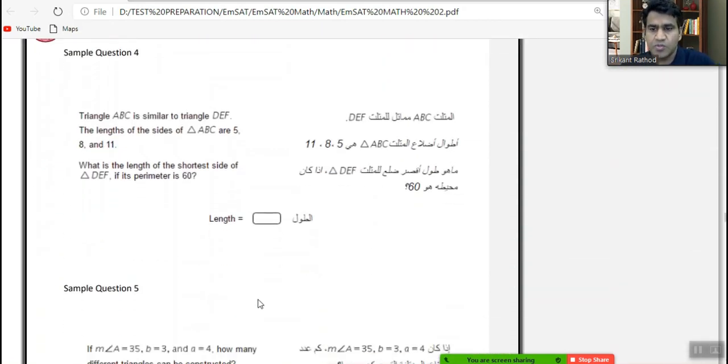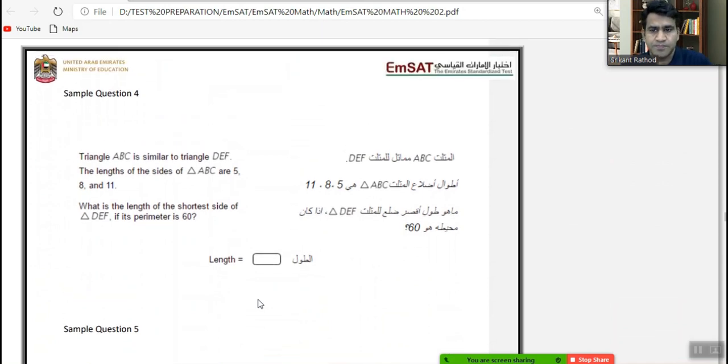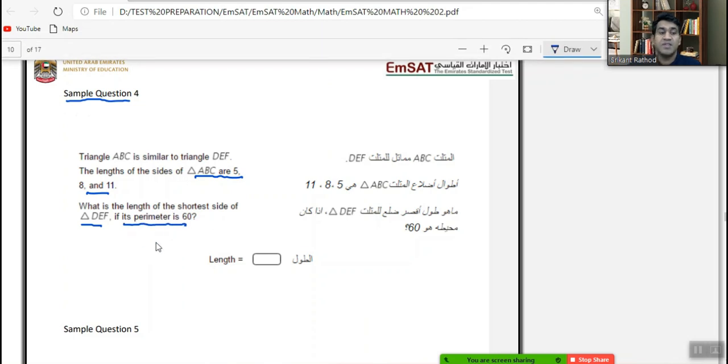Okay, let's go to question number 4. Question number 4 here is triangle ABC is similar to triangle DEF. The lengths of the sides of ABC are 5, 8 and 11. What is the length of the shorter side of triangle DEF if its perimeter here is 60?